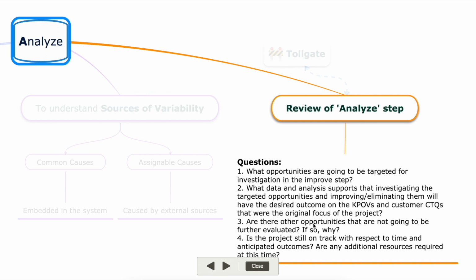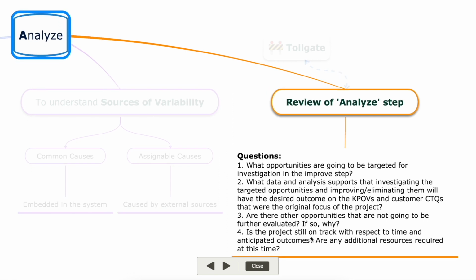And are there other opportunities which are not going to be further evaluated? If so, why? Is the project still on track with respect to cost and time? Are any additional resources required at this time? So on the basis of these questions, the evaluator or the project manager will assess the success of this step and will decide to let you go to the next step, which is improve, based on the analysis developed during the analyze step.